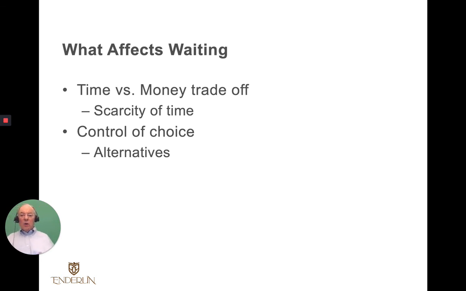Wait effects, we'll just talk briefly about this here. I'll talk more about it later. But there is a time versus money trade-off, and we have a scarcity of time. So how do we make sure that the guest is getting what they're looking for in the right time so we don't scare them off, if you will? Control of your choice, because you have alternatives. That's another factor. If it's going to take too long to go to this restaurant, you might go to another one. I'm sure you've done that before. I think we all have.